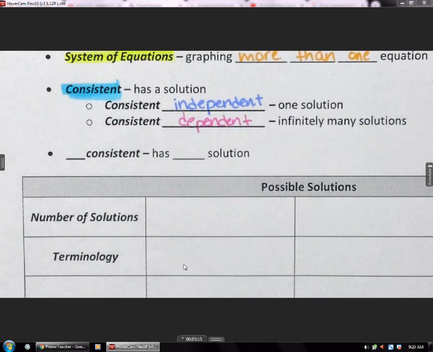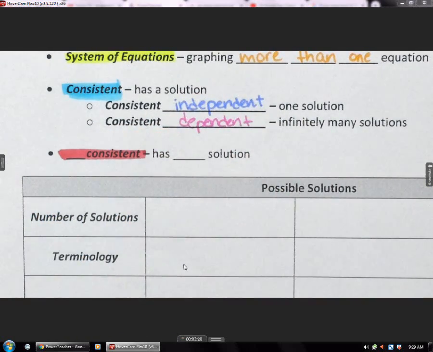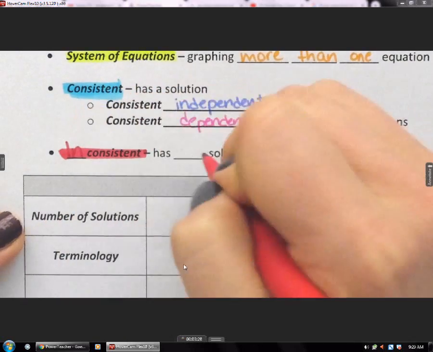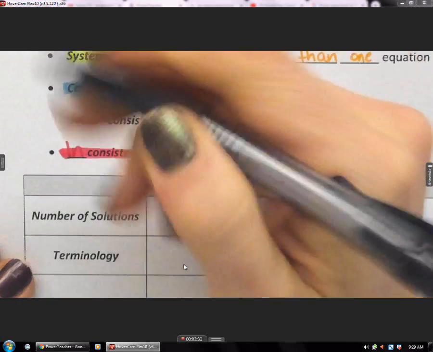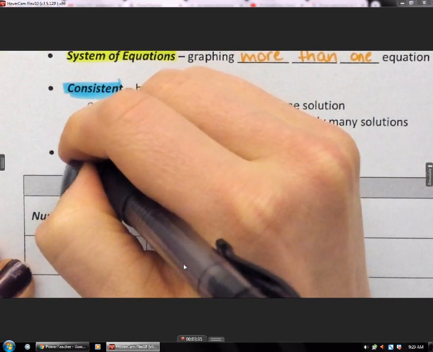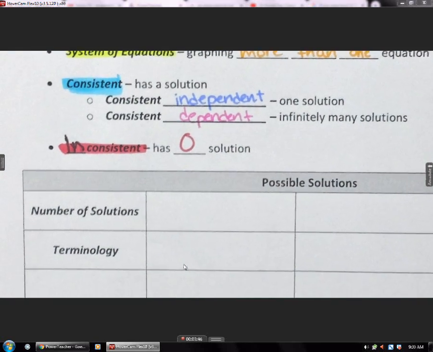The opposite of consistent would be inconsistent. Inconsistent has how many solutions? No solutions. 0. Inconsistent. If you say inconsistent, we write no solution or your hours. I would take it either way.